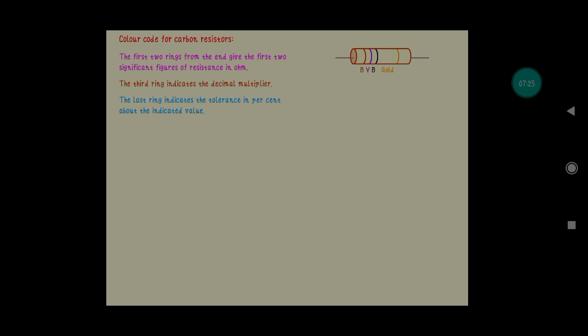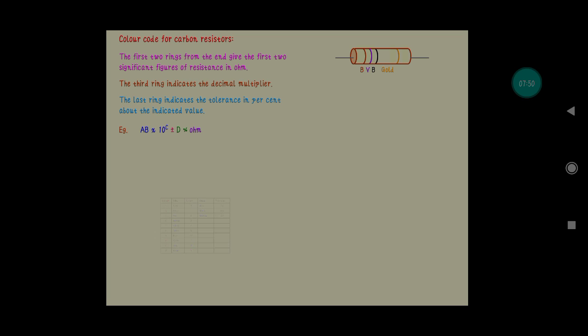So how much tolerance you can give. If you go beyond that, it will not work, or a larger amount of current will pass through it. So this is where the tolerance comes through, the last band. Mathematically we can express it as AB, which is the first two significant figures, into the decimal multiplier, plus or minus the tolerance value, in ohm. Is that clear? This is how we represent it.